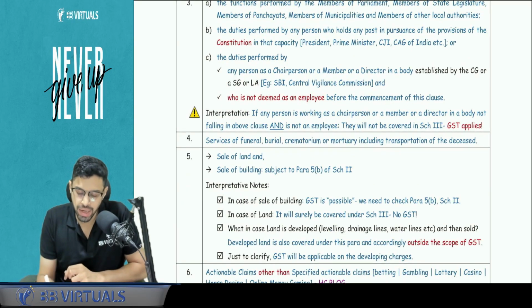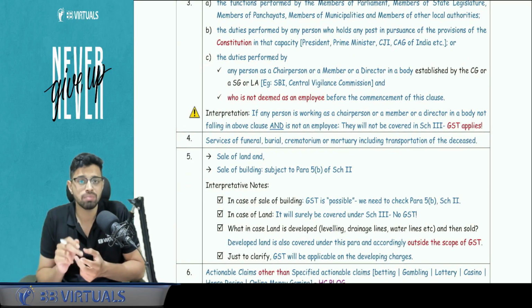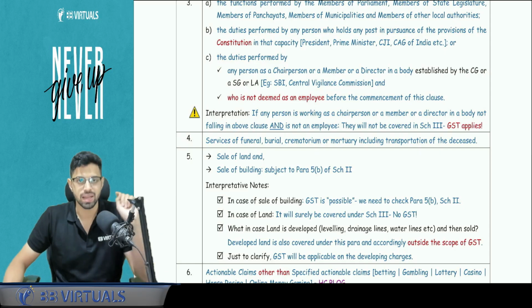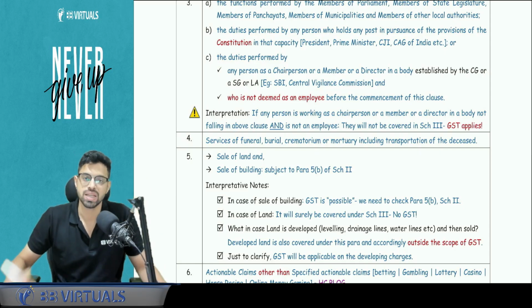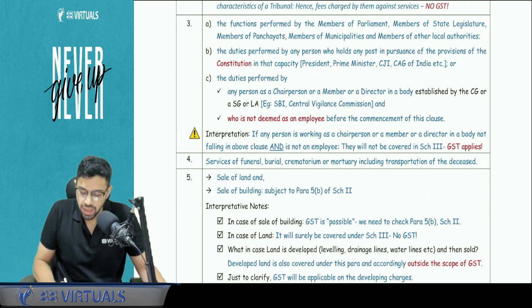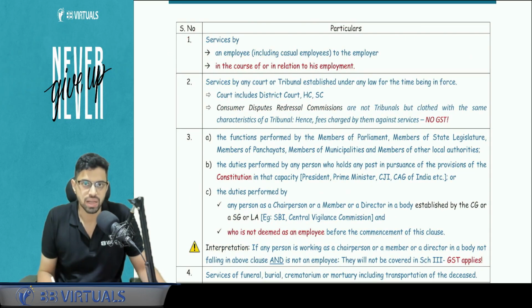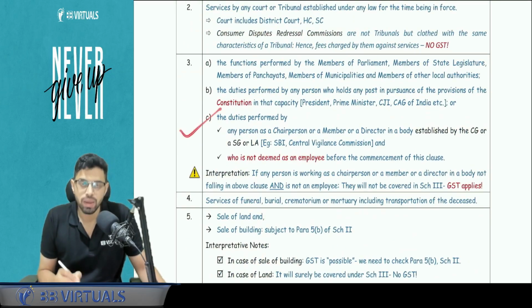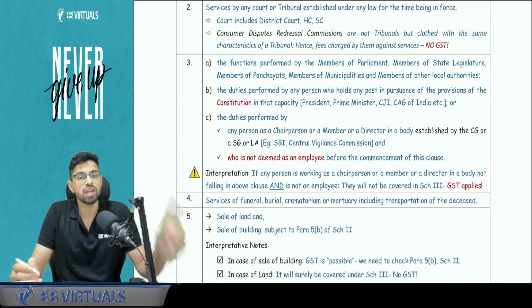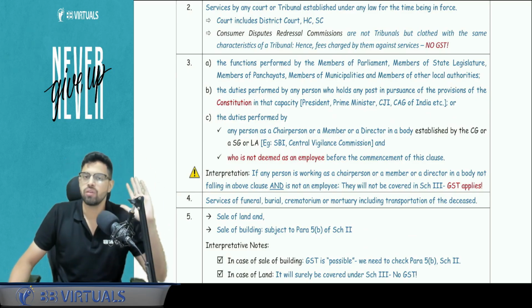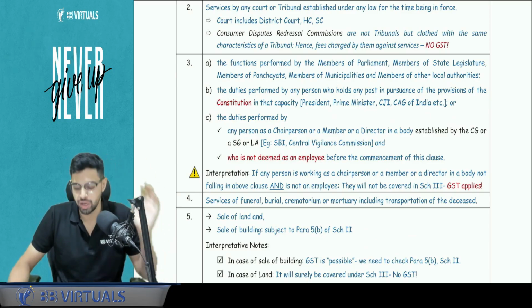If any duty is being performed by any person, chairperson or member of a body established by government, government meaning central or state or local authority, for example Central Vigilance Commission, that is also outside the scope of GST, being not a supply. Now pay attention, in these particular bodies which are established by government, if I am working as an employee, then I will be covered in paragraph number 1 itself. If I am not working as an employee and it is by a government, then I will be covered here. But if I am not working as an employee and the body is also not established by government, I will be covered under GST because it is not covered under schedule number 3.